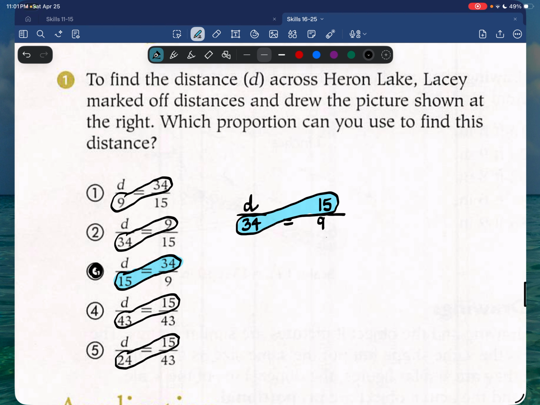There are different ways to set up the proportion. That is just part of math. When you get into advanced math, there are different ways to set up a problem. But your answer has to match their answer. It doesn't matter how you set it up, you're getting the same answer. So number 1 is going to be number 3.